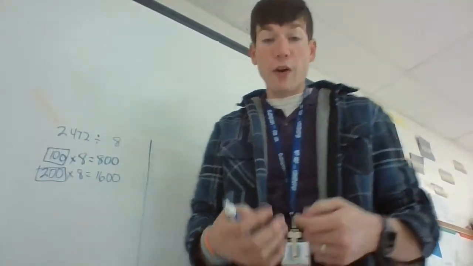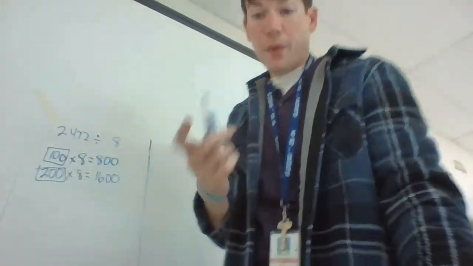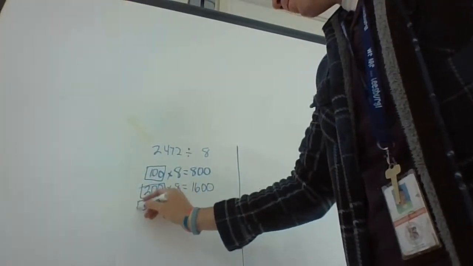Just testing this out can give you a good idea of what your actual final answer is going to look like, because we're getting answers that are close. I'm going to try that one more time. I'm going to say, well, what if I gave each group 300?